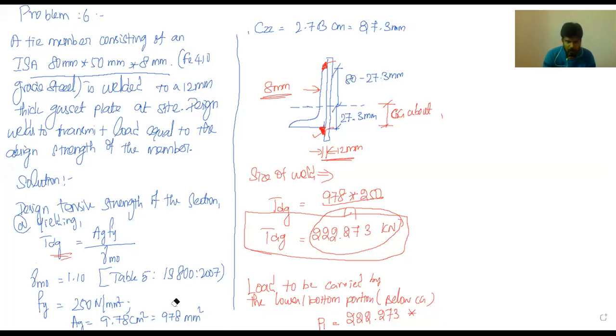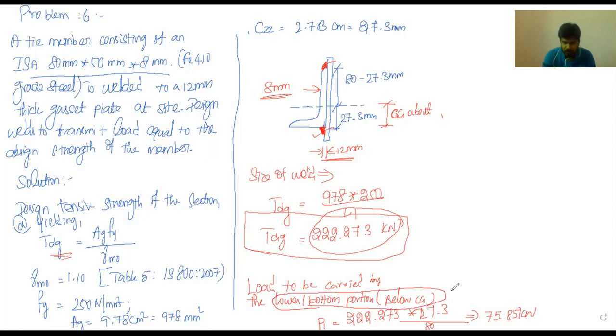So the lower portion, the distance is 27.3. 27.3 divided by 80 mm. So that is how the force is going to distribute. So 222.27 into 27.3 divided by 80. 80 is the total web length. Okay, so now the force acting at the bottom side is 75.85 kilonewton. So this force is nothing but the lower or bottom portion.